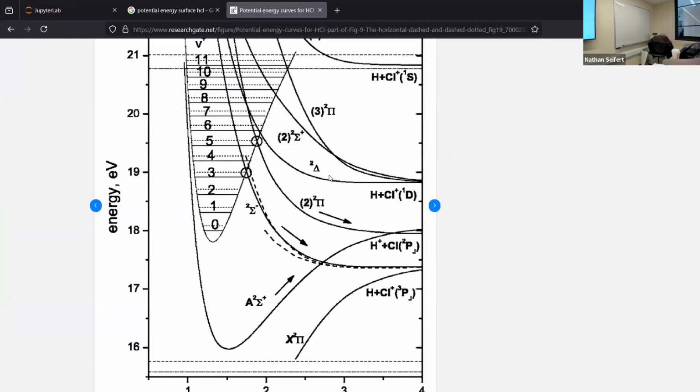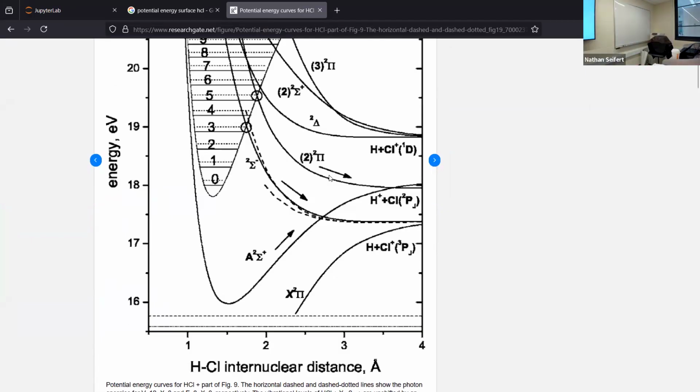And these are different electronic energies. Each one of these curves is a different electronic state. We haven't talked about that yet, but the electron can get excited. So this X right here is the ground state. And this is distance.